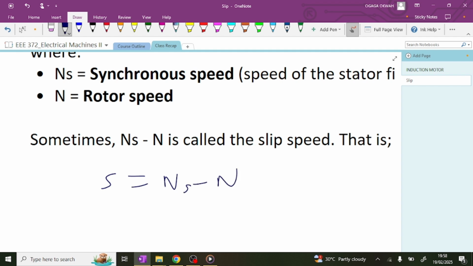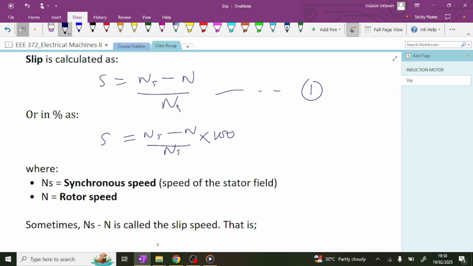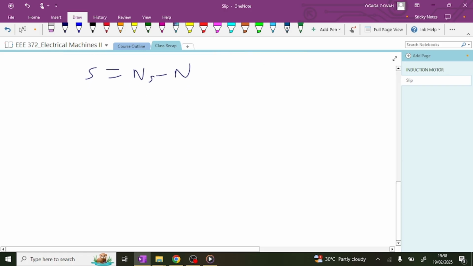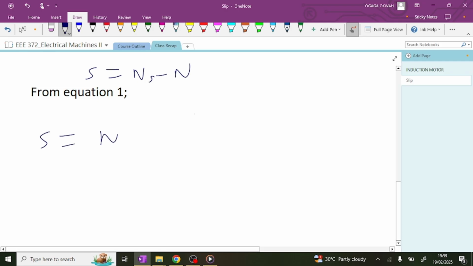Then if we want to know the speed of the rotor, which is n, we can take from this, let me call this equation 1. We can make n the subject of the formula from there. So from equation 1 we have s equals (ns minus n) over ns.